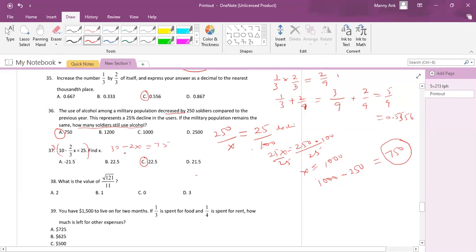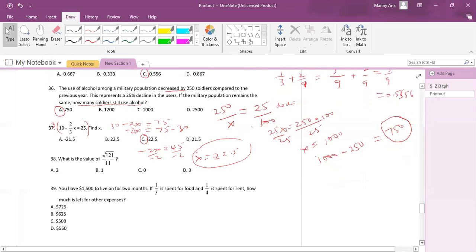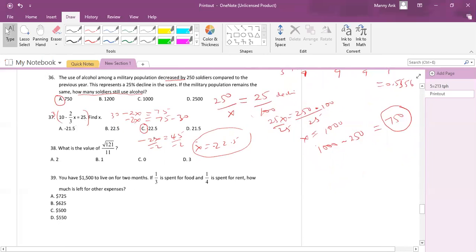Then rearrange, so we have negative 2x is equal to 75 minus 30. Negative 2x is equal to 45. And then divide by negative 2. So your x will be equal to negative 22.5. Always get rid of fractions. 38 should be straightforward. Square root of 121 is 11. So this is 11 over 11, and then that should be 1.